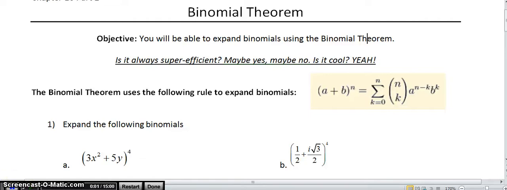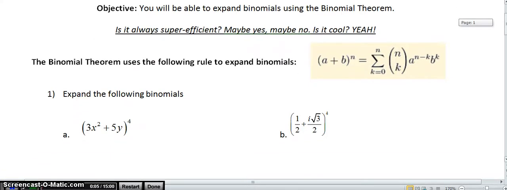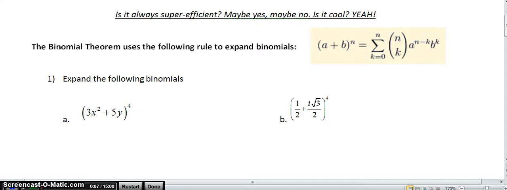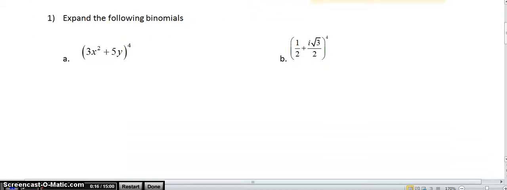Hi everyone. The objective for today is to practice using the binomial theorem to expand binomials. It's not always going to be the shortest, easiest, most efficient thing, but it's a really cool way of expanding binomials, and sometimes it is more efficient. So in order to use the binomial theorem, we need a binomial that we're trying to multiply out.